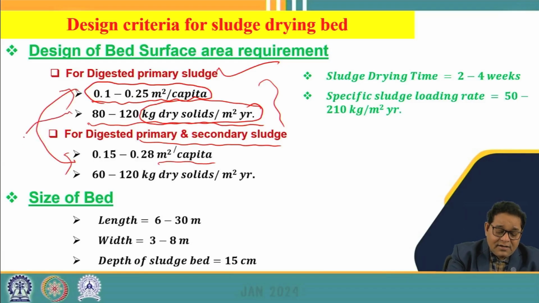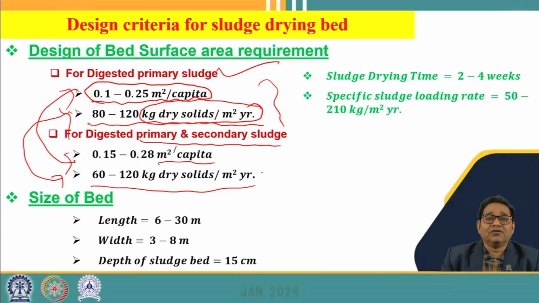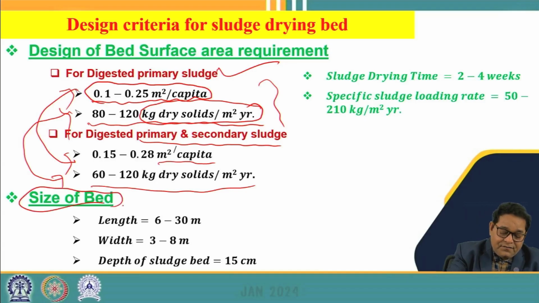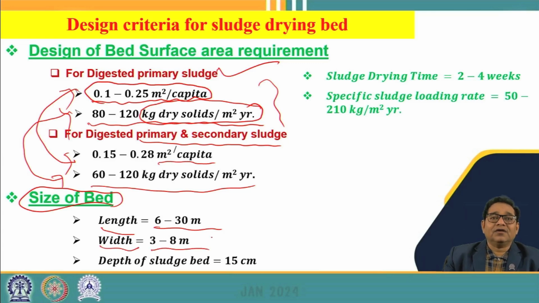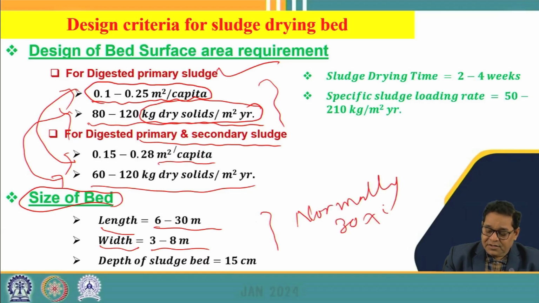And then here, instead of 80 to 120, we take 60 to 120 kg of dry solids per meter square per year. And then for the size of the bed, the length we can take from 6 to 30 meter, whereas the width we take is around 3 to 8 meter. Normally the size we prefer is 30 meter by 8 meter. So this is the size of one bed that we normally consider while designing the sludge drying bed.